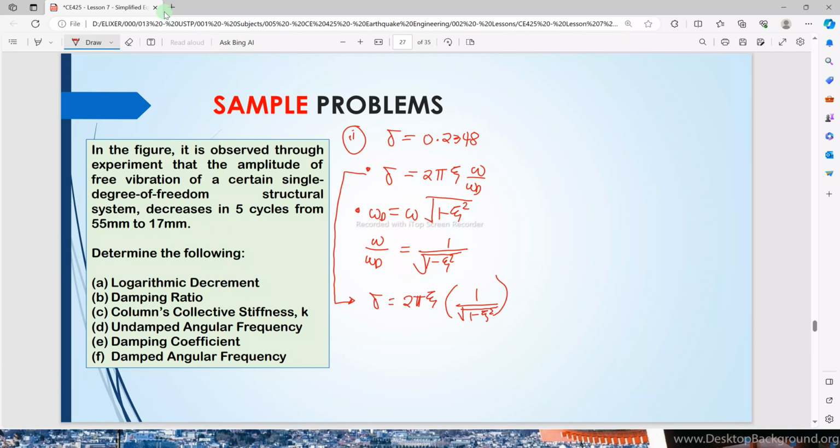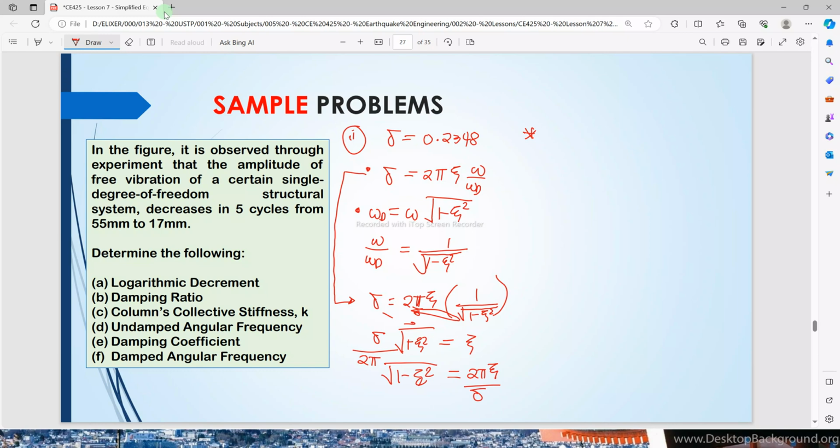Now, what do we do next? If we cross this on this side, we will have the delta over 2 pi times 1 minus psi squared is equal to psi. My mistake. Rather, we just cross that here, and then the delta on the other side. So we will have square root of 1 minus psi squared is equal to 2 pi psi over delta.